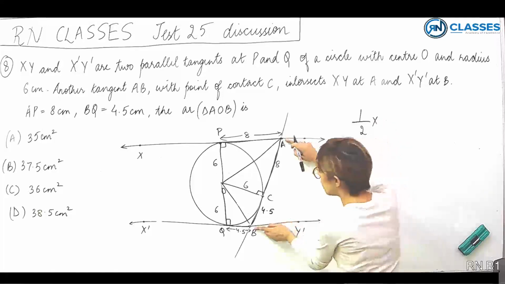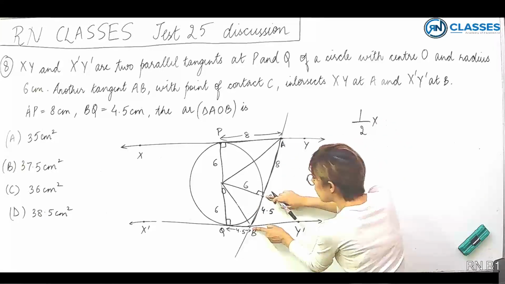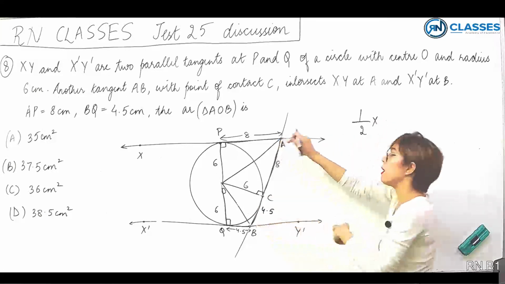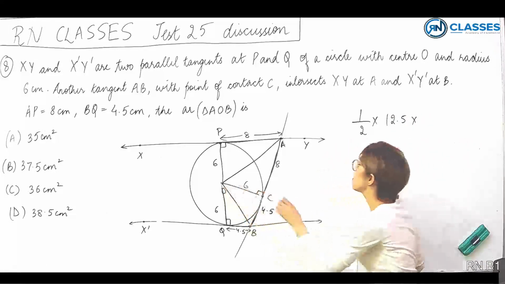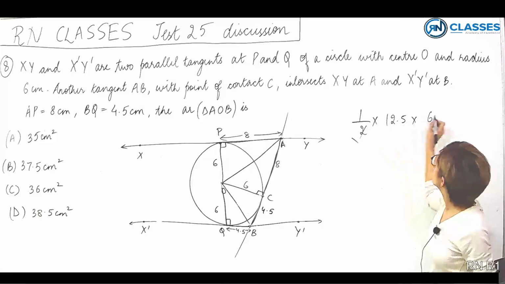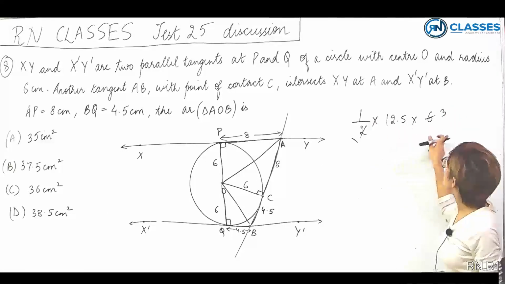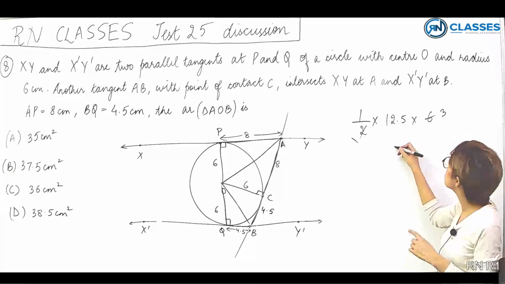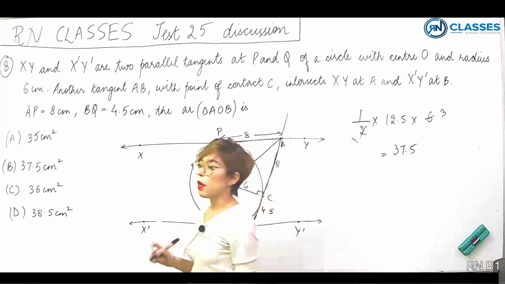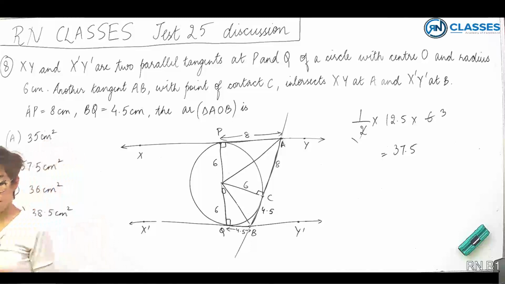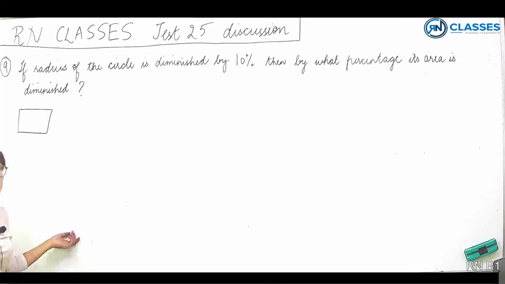Now base is the entire thing. Now this is 8, this is 4.5. The entire is 12.5. Into height. Height is what? This length, which is 6. So this is 3, 12.5 into 3. So 36 plus 1.5, which is 37.5 centimeters square, of course. Right. So now we have the integer type.